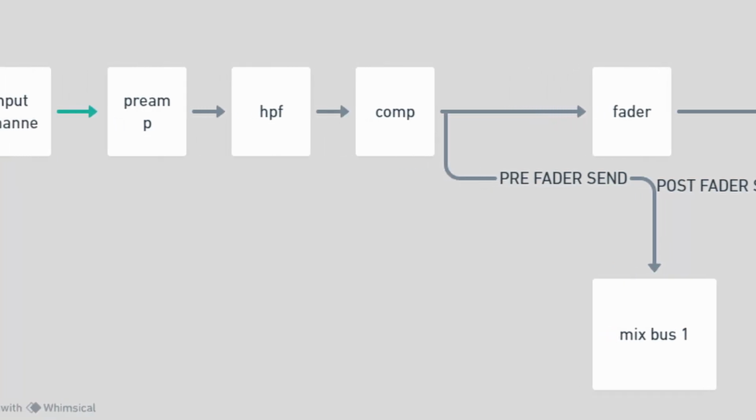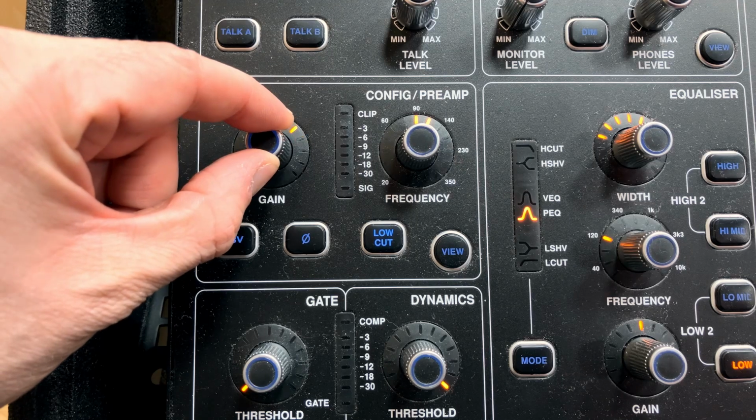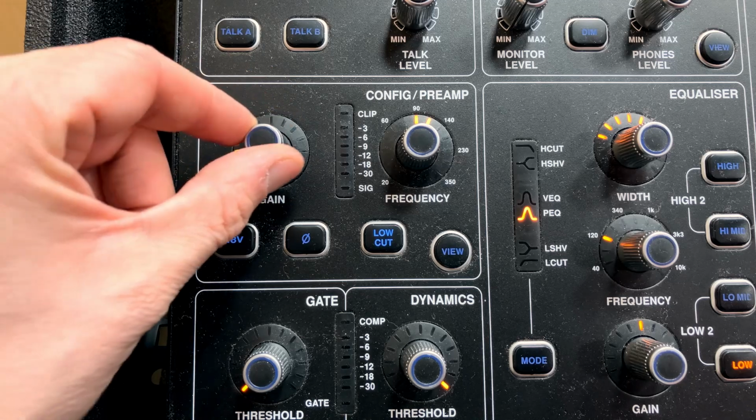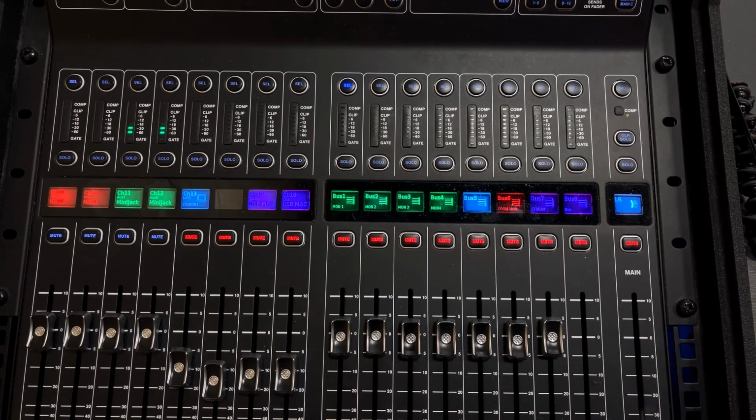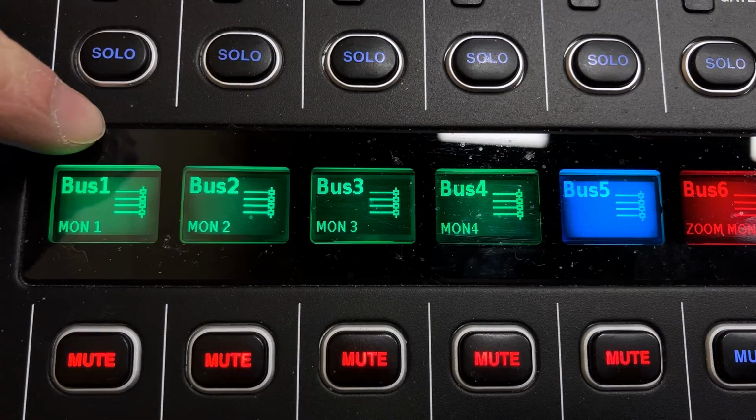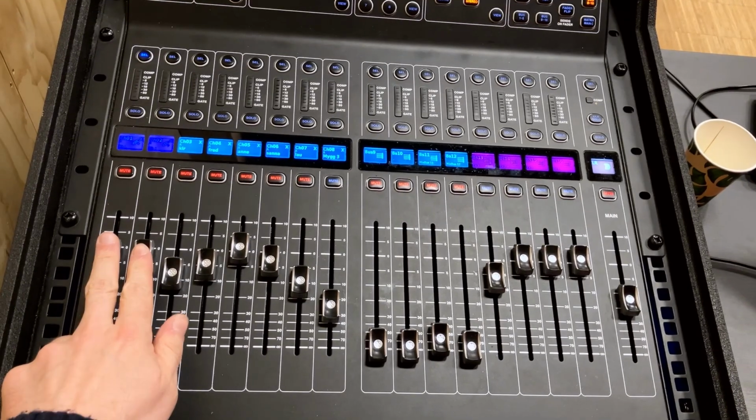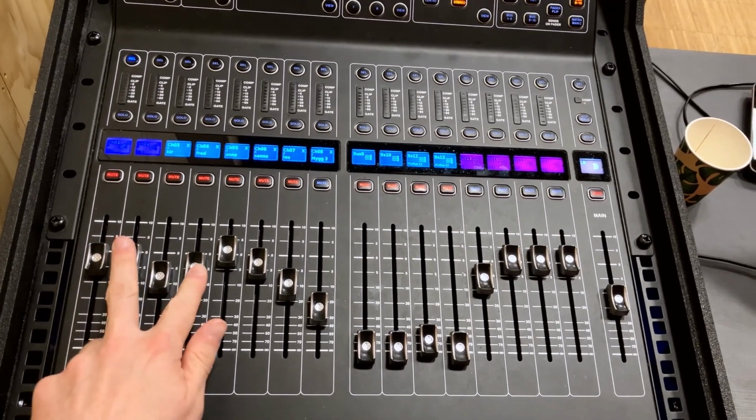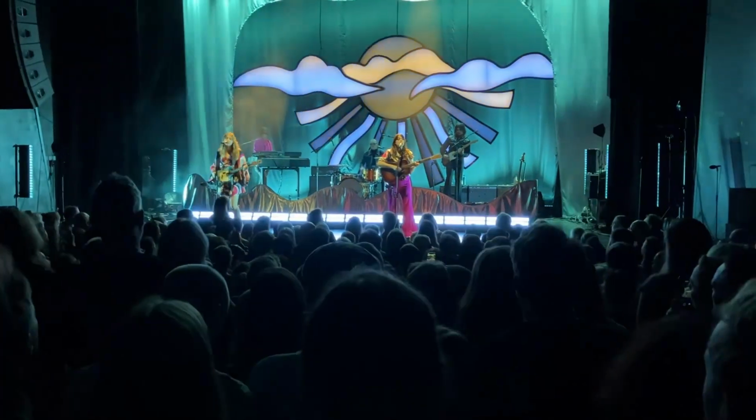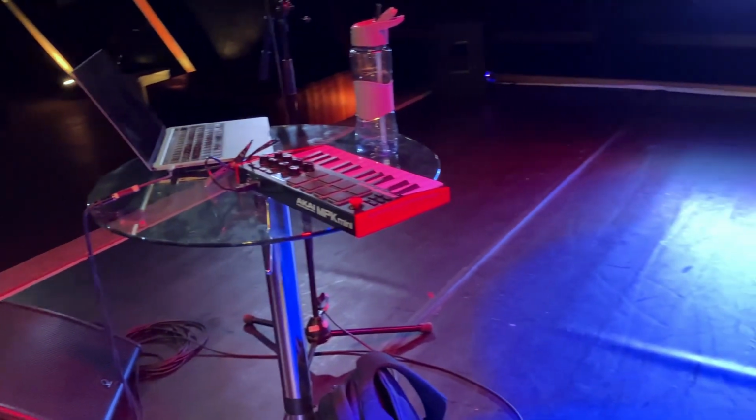However, everything upstream of the fader basically. So your gain, your EQ, and your compression still affects the pre-fader send. So if you were to turn the gain right down, you would lose sound not just in the main PA, but also in your bus. However, if you were to make a change to the mix in the PA for the audience, you would not be affecting the artist mix on the stage with your pre-fader send.